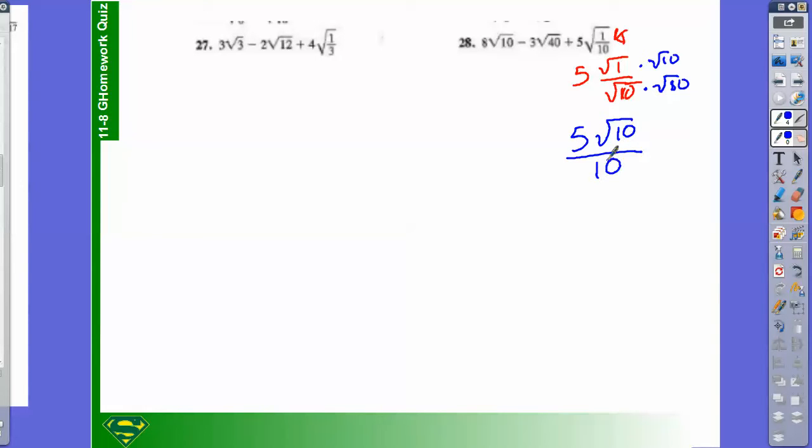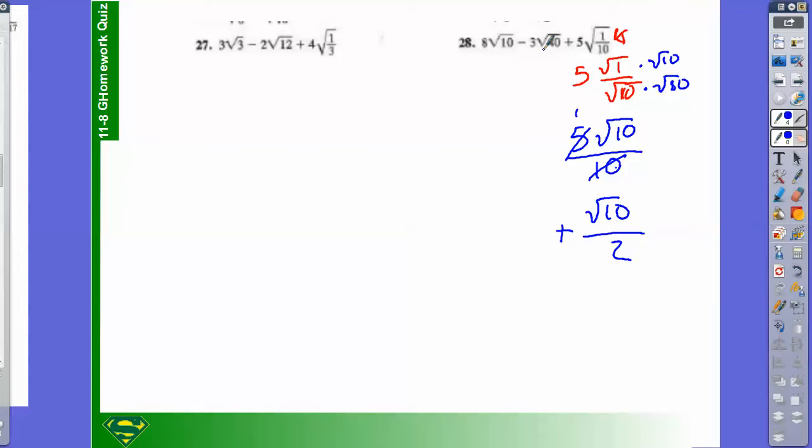Well, right away I can see I have a 5 and a 10. Is there a number that goes into 5 and 10? What number goes into 5 and 10? 5. 5 divided by 5 is 1. So 1 times root 10 is just root 10. 10 divided by 5 is? So my first fraction reduces to square root of 10 over 2.